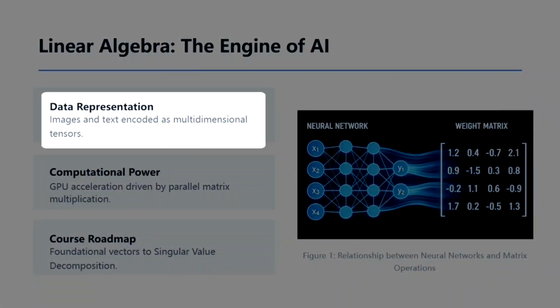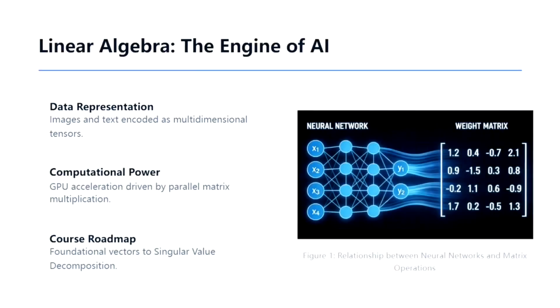First, we look at data representation. Whether it's a digital photo, a block of text, or a voice recording, AI doesn't see them as we do. Everything is encoded into vectors and matrices, creating a numerical grid that algorithms can actually process and learn from.